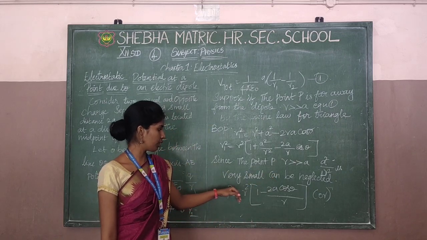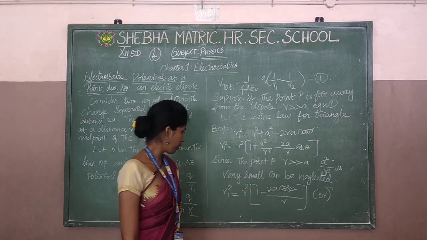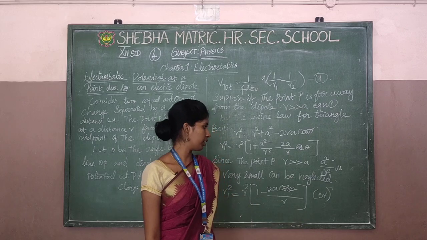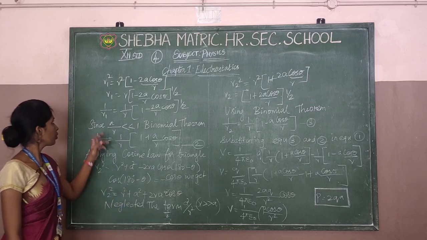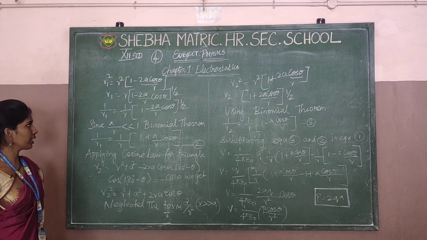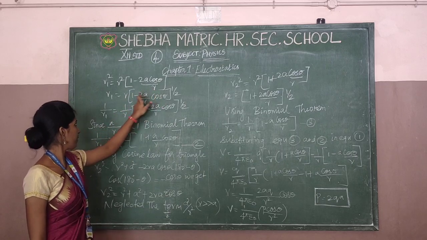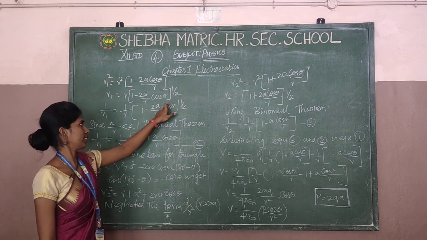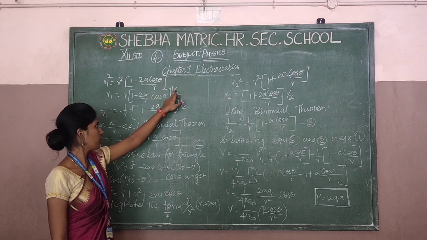So r1 square is equal to r square, taking the common value r and dividing by r, times 1 minus 2a cos theta by r. Continuing, r1 square is equal to r square times 1 minus 2a cos theta by r. So r1 is equal to r times 1 minus 2a divided by r cos theta, the whole to the power of 1 by 2.